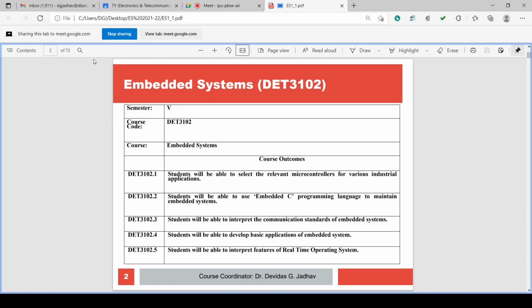The course outcomes: students will be able to select the relevant microcontrollers for various industrial applications. Students will be able to use embedded C programming language to maintain the embedded system. Students will be able to interpret the communication standards for embedded systems. Students will be able to develop the basic applications of the embedded system. Students will be able to interpret features of the real-time operating systems.